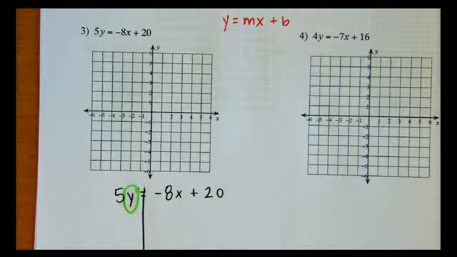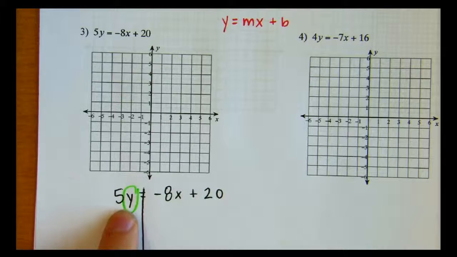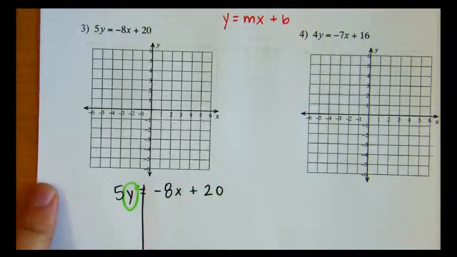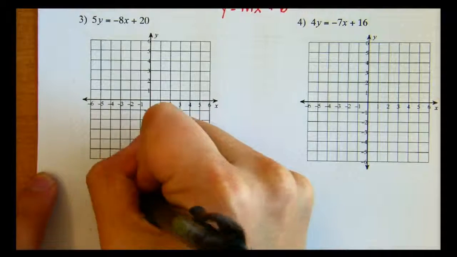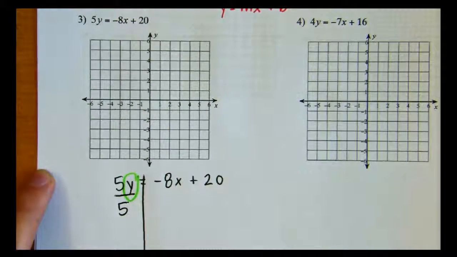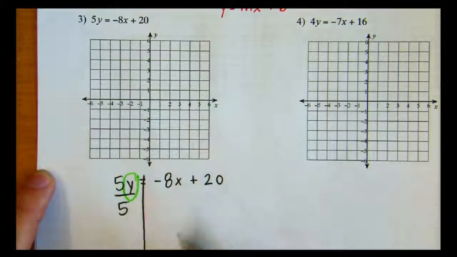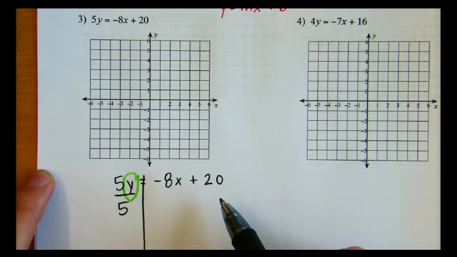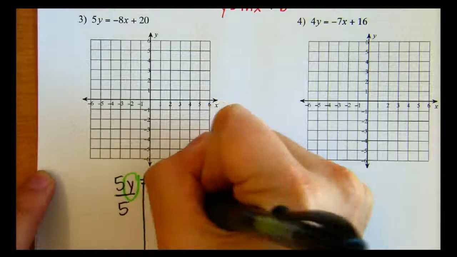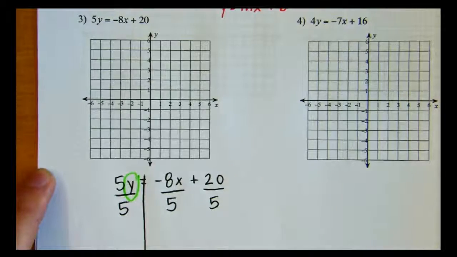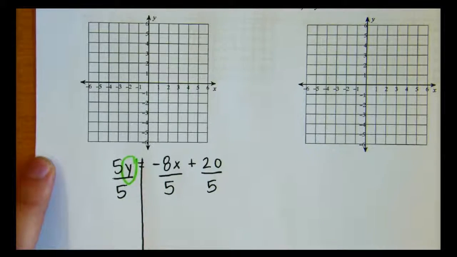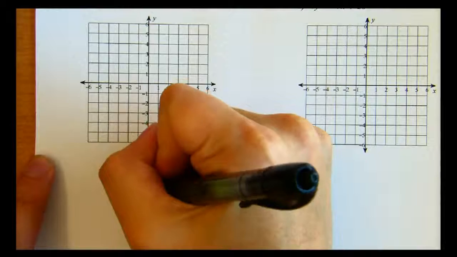Next to my y, I have a 5. What operation is in between 5 and y? Great, multiplication. So to get rid of multiplication, I have to divide by 5. When I do that over here, I've got to do the same thing over on this side. I have to divide by 5, but I'm going to do that in a special way where I divide every single term by 5. So when I do that, my 5s are going to cancel out.